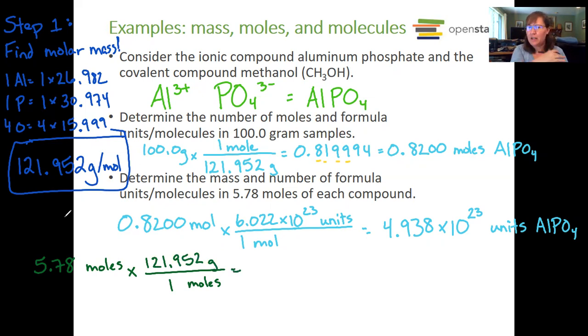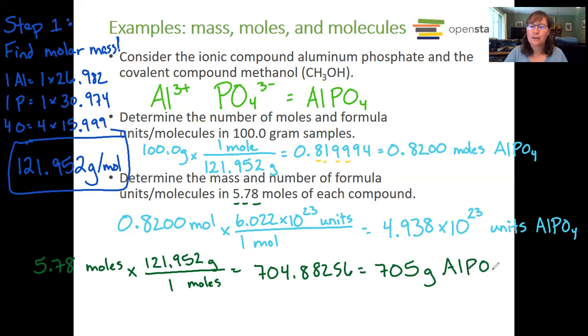See, that's why it's so useful. You find it at the beginning and then you've got it for the rest. And that cancels out our moles. So then we have 5.78 times 121.952. And now in this one, we can only have 3 significant figures here. First of all, I'll show you my calculator says 704.88256. But with our significant figures, this becomes 705, and we're left with grams of our aluminum phosphate.